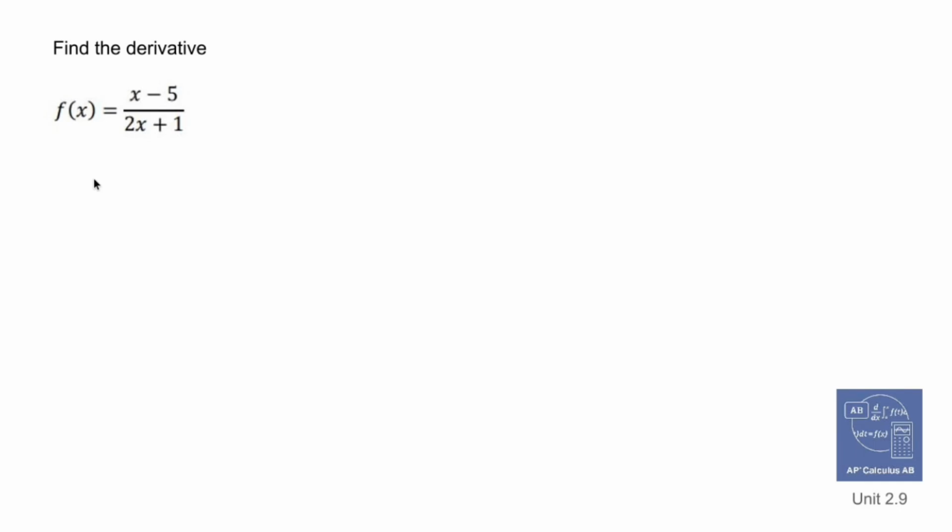Take the derivative of f of x equals x minus 5 over 2x plus 1. This, boys and girls, is the quotient rule. Now, different teachers handle the quotient rule different ways. You may have heard your teacher mention high D low and low D high.